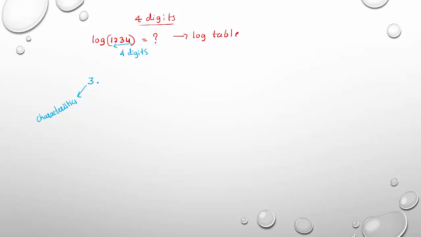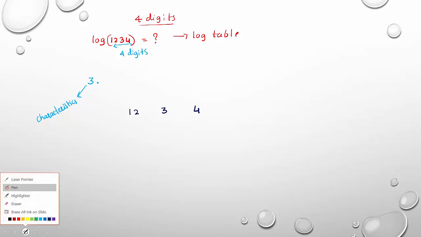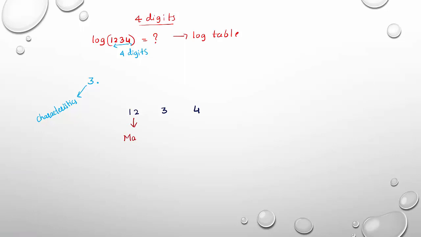Now observe the number. There are 4 digits here: 1, 2, 3, 4. I am going to write the first 2 digits 12, the third digit 3, and the fourth digit 4. Now the first 2 digits we have to observe in the main column. So where do we see this number? The number 12 we have to observe in the main column of the log table.